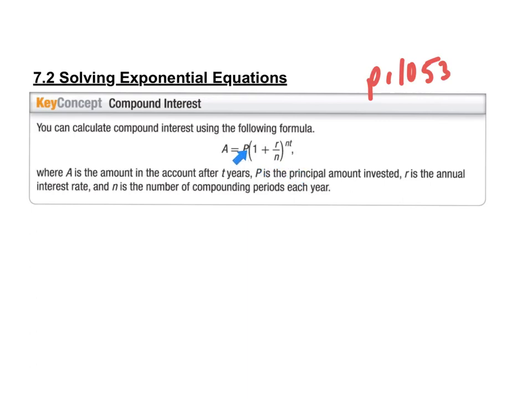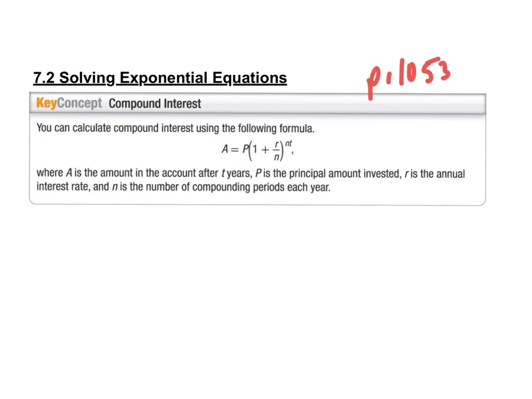Principal is the initial amount that you invest, that you start with. So let's say you wanted to start with a $100 investment and hope for that money to build over time. That's the principal, the initial amount. The annual interest rate is R. Okay. And N is the number of compounding periods each year. Now here's what that means.